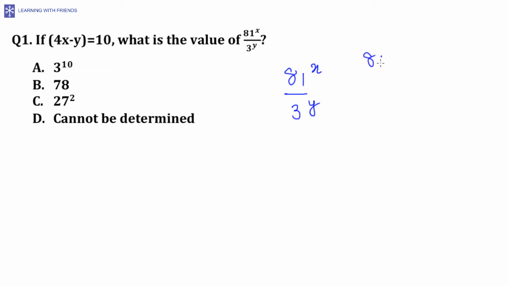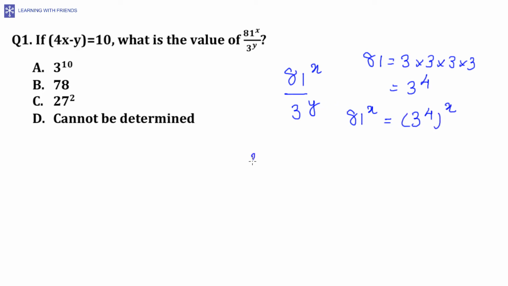Now we know that 81 is 3 multiplied by 3 multiplied by 3 multiplied by 3, because 3 multiplied by 3 is 9, multiplied by 3 is 27, that multiplied by 3 is 81. Which means 81 is 3 to the power 4. So if I were to write 81 to the power x, I can write it down as 3 to the power 4 whole to the power x.